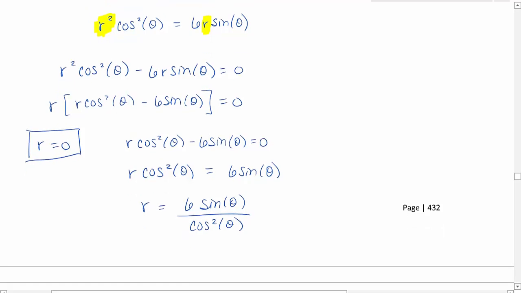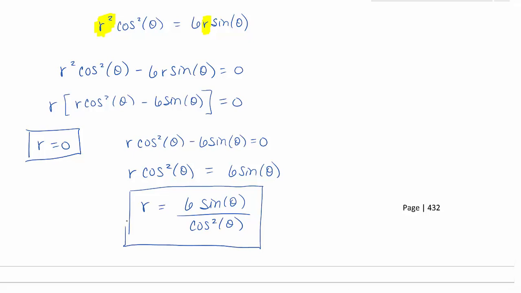All right, so we have two answers here, and we really would prefer not to have two answers. So we're going to try to see if r equals 0 lives inside of r equals 6 sine of theta divided by cosine squared theta.